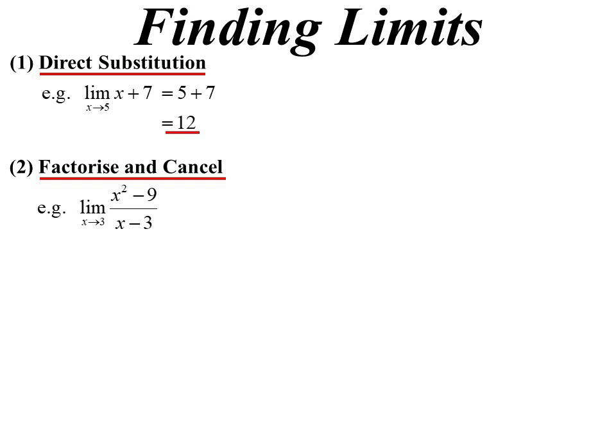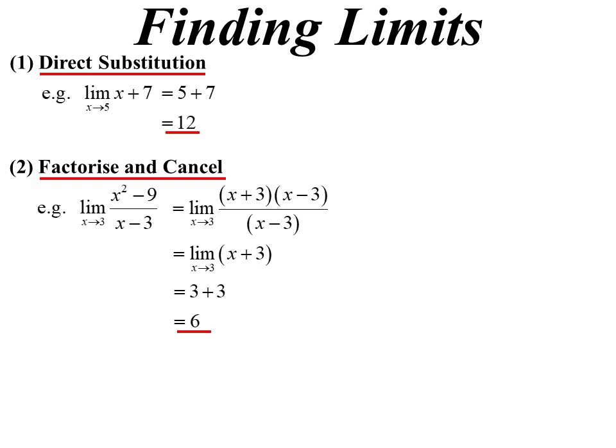Fortunately, this particular type I can factorise and cancel. I get a difference of two squares and the x minus 3 cancel, and now I can do a direct substitution and I get the answer of 6. So essentially what this graph would be, if we were to draw it, is the line y equals x plus 3, but we would have a point discontinuity at the point (3, 6). It doesn't actually exist there. But we know that as the x value is approaching 3, the y value would be approaching 6.